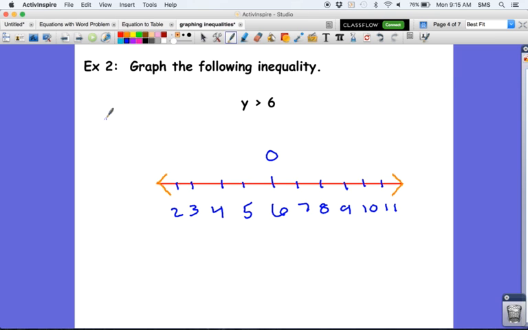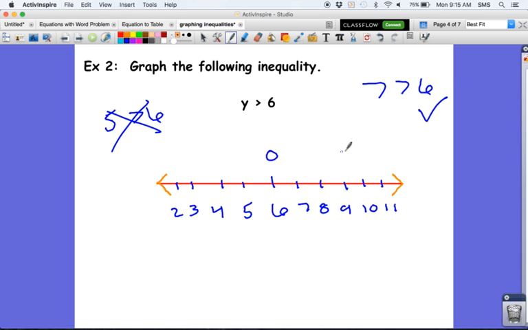If I were to plug in 5 into my inequality, is 5 greater than 6? And it's not. 5 is not a solution to this particular inequality. It doesn't work because 5 is not bigger than 6. If I were to plug in 7, is 7 bigger than 6? And the answer is yes, it is. So 7 is a solution.